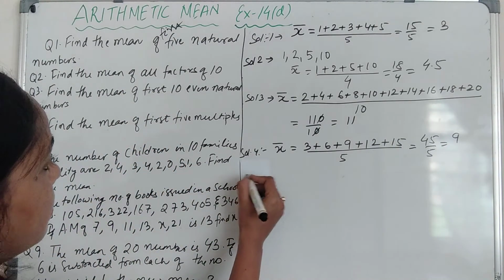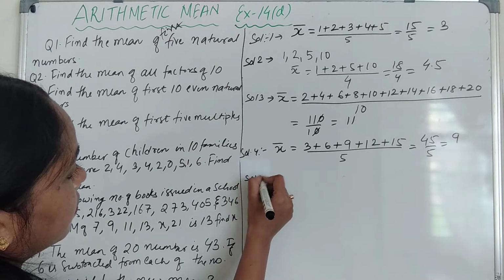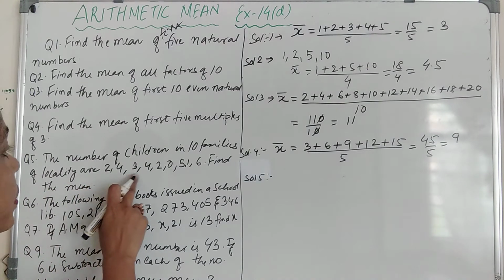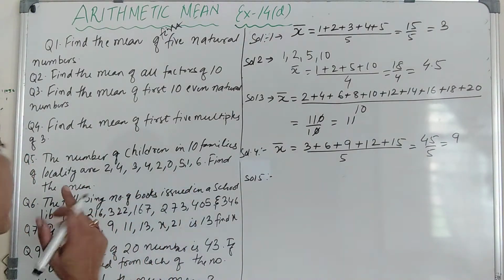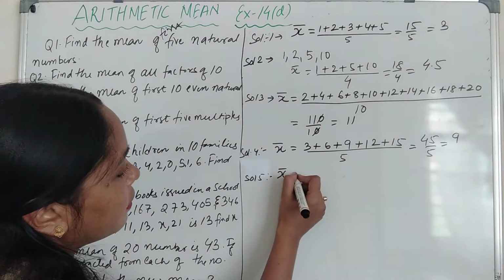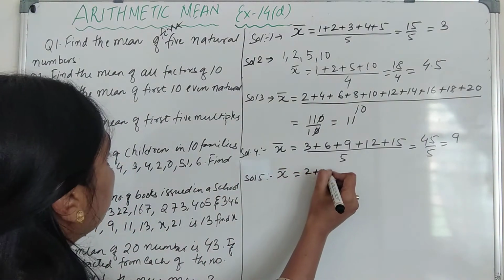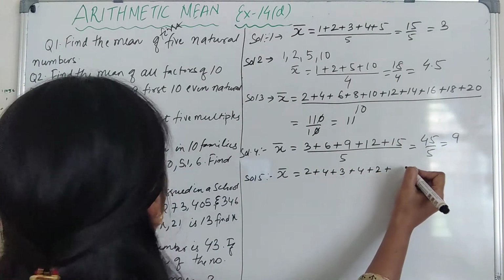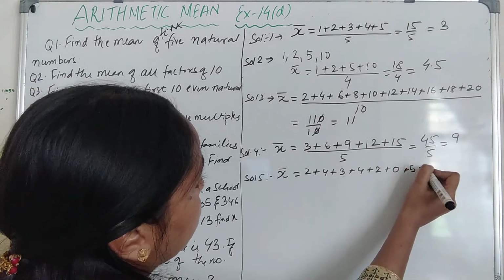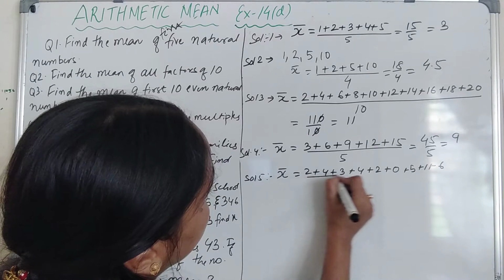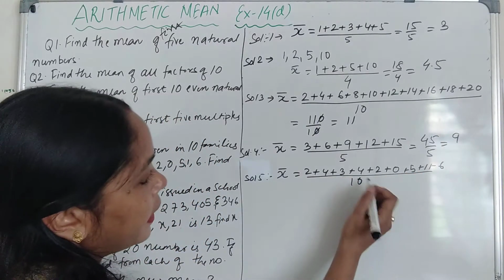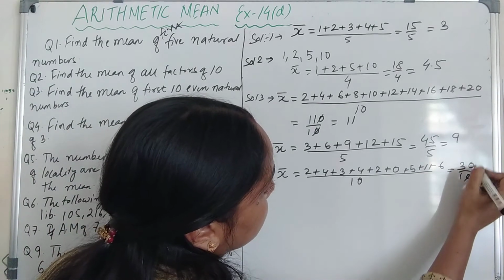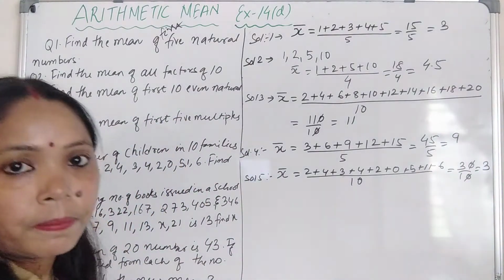Now question number 5. The number of children in 10 families of a locality are 2, 4, 3, 4, 2, 0, 5, 1, 6. Find the mean. So all the observations are given, so just add them. 2 plus 4 plus 3 plus 4 plus 2 plus 0 plus 5 plus 1 plus 6 divided by 10. Add it. If you add all this, you will get 30. 30 by 10. This gets cancelled. So the answer will be 3.